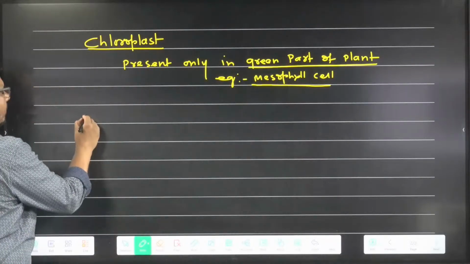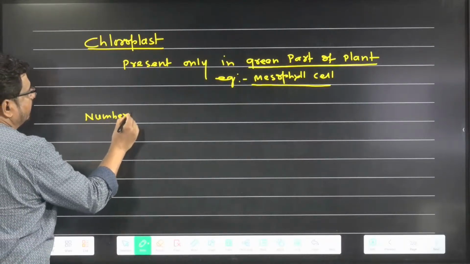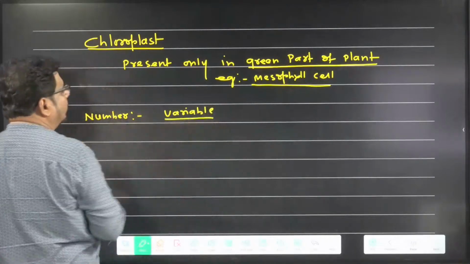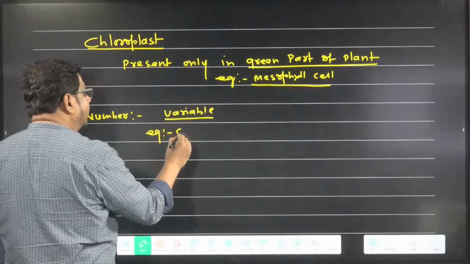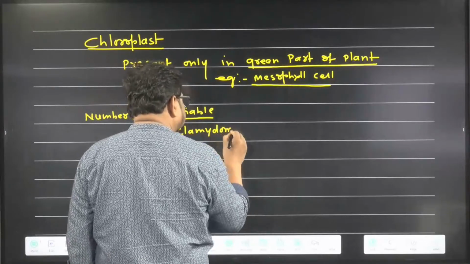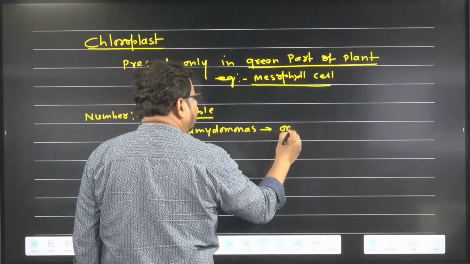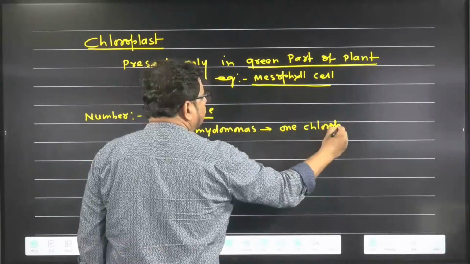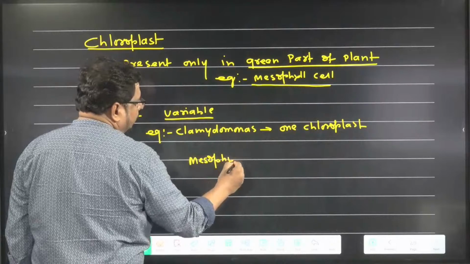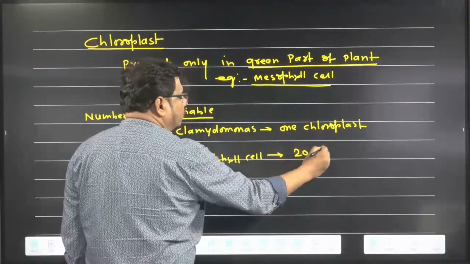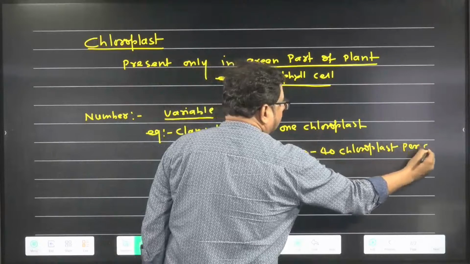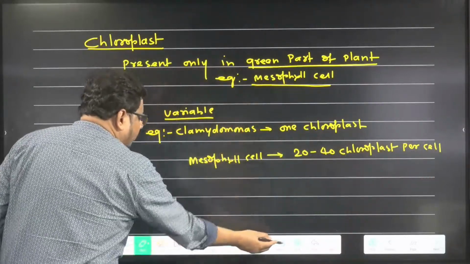Now I am telling about the number of chloroplasts. It is variable in number. It is not like every cell has the same number of chloroplasts. An example, Chlamydomonas. Chlamydomonas has how many chloroplasts? One chloroplast. And another example, mesophyll cell. Mesophyll cell has 20 to 40 chloroplasts per cell. Got the idea or not? So you are finding the number of chloroplasts is variable.